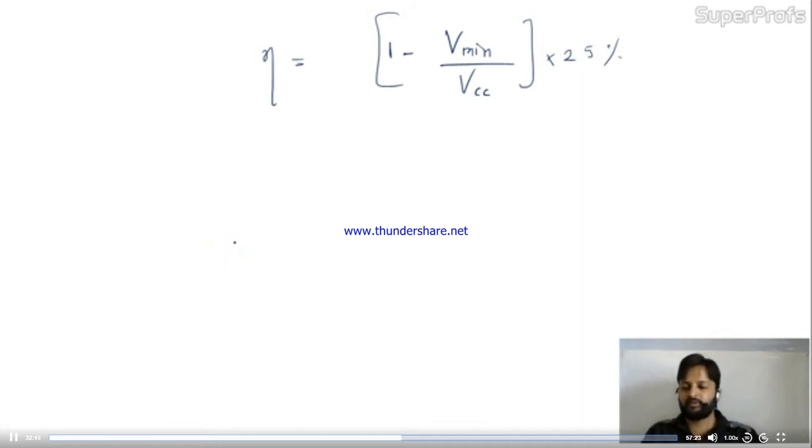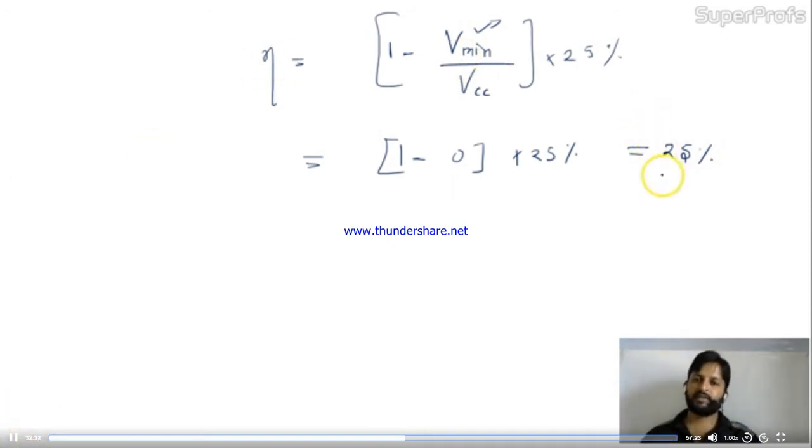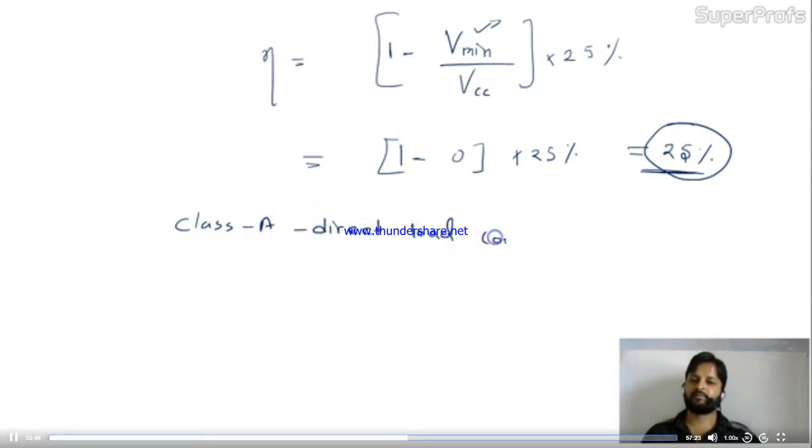Now suppose Vmin is 0. Let's take Vmin is 0, and definitely we keep minimum is 0. So this becomes 1 minus 0 into 25%, so this is 25% over here. So this is the maximum efficiency of class A direct load coupled amplifier. This is the maximum efficiency.